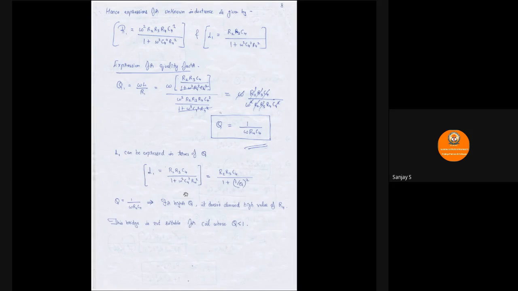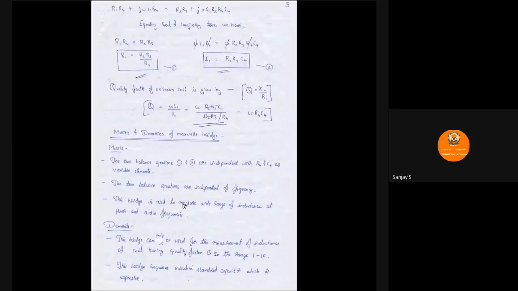Again, coming to the disadvantage, for higher quality factor, it doesn't demand higher value of R4. But the trouble here is bridge is not suitable for coil having quality factor less than 1. It is suitable for value of quality factor greater than 10, but it is not suitable for coil having quality factor less than 1. So this is it with Hayes bridge. So we have seen Maxwell's inductance capacitance bridge to measure the unknown inductance, and we have also seen Hayes bridge for the measurement of unknown inductance.